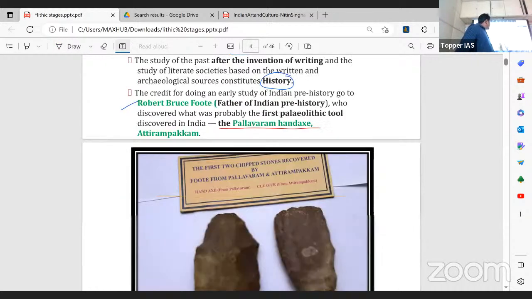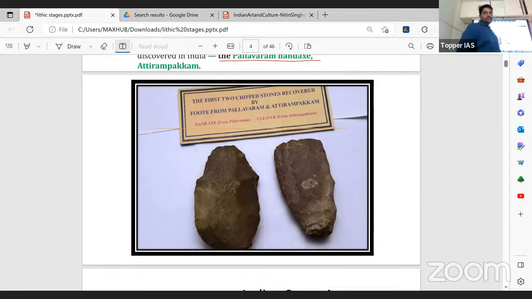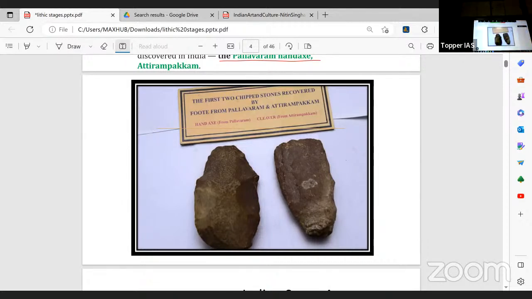Okay, so what is that? Pallavaram is the place, right, on the Andhra–Tamil Nadu border. A hand axe means a stone tool like this, for cutting purposes. So, a hand axe from Pallavaram and a cleaver from Attirapakkam, Tamil Nadu. Even this stone tool is only for chopping purposes. Hand axe and cleaver.